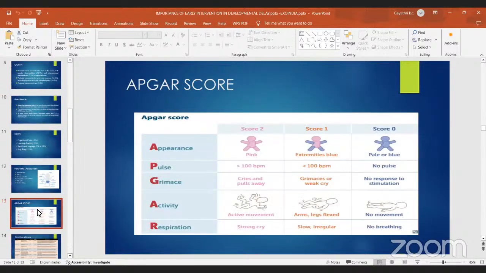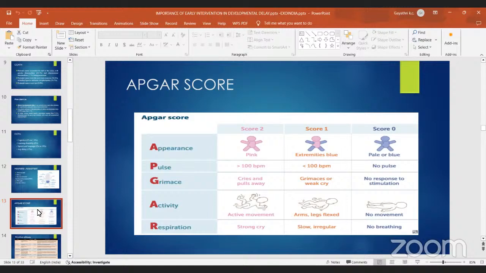Then what is meant by the APGAR score? Here we can see the explanation. A means appearance, P means pulse, G is grimace, A is activity, and R is respiration. We score if the baby is active, if the baby appears pink in color, if the baby's pulse rate is more than 100, and if the baby's cry is normal and strong. We can score it as 2. The baby should score 10 out of 10 within a minute.